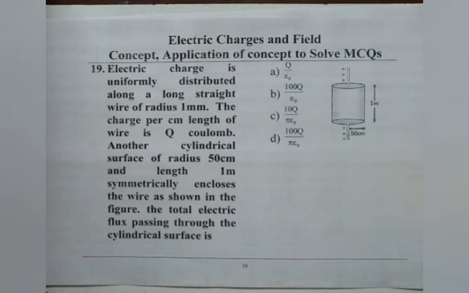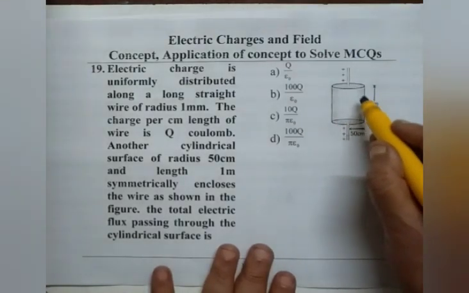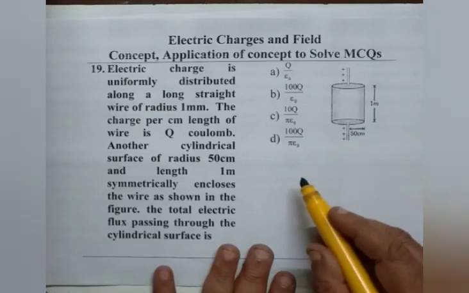Electric charge is uniformly distributed along a long straight wire of radius 1 millimeter. The charge per centimeter length of the wire is Q coulomb. Another cylindrical surface of radius 50 centimeter and length 1 meter symmetrically encloses the wire as shown in the figure. The total electric flux through the cylindrical surface. So through this cylinder, flux is to be calculated.